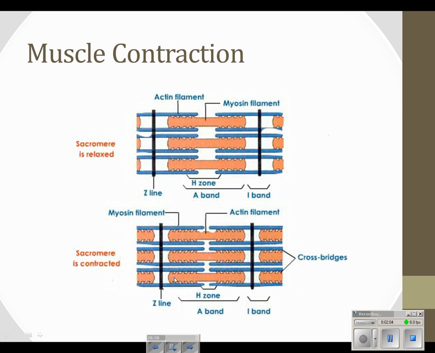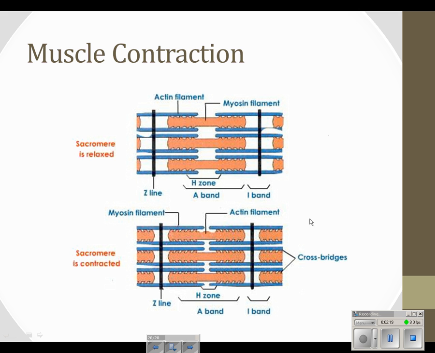So the borders of a single sarcomere are called Z-lines. So this is one sarcomere, all right, and you have these borders called Z-lines. And the middle line is the M disc, okay, middle for M. And actin is considered to be a thin filament. So you have these two main filaments, actin and then myosin.